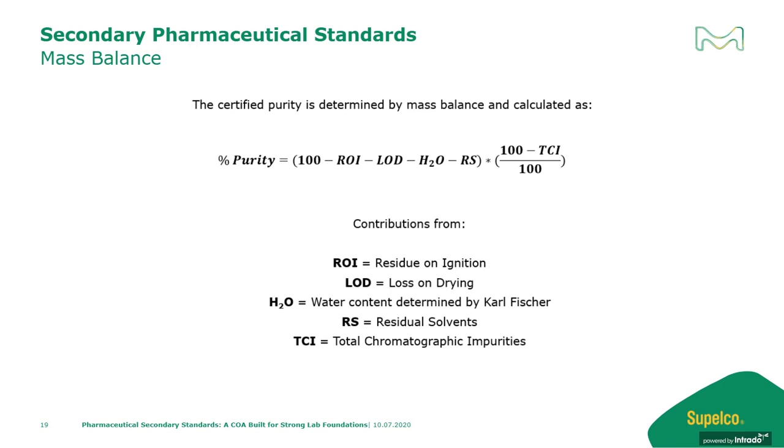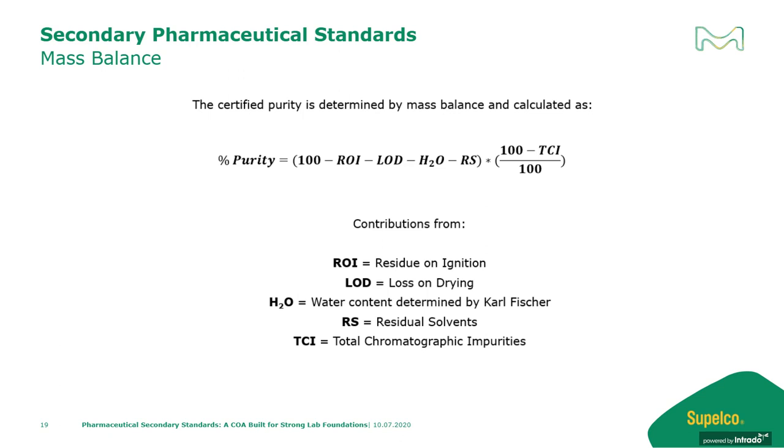Certified purity is determined by the mass balance, which is calculated as the purity fraction determined by residue on ignition, loss on drying or Karl Fischer, residual solvents, and total chromatographic impurities. So if you were to consider mass balance in its most simple form, we would say that the content of the material is obtained by subtracting everything that is not that material from 100%. Take away all of the impurities from 100%.